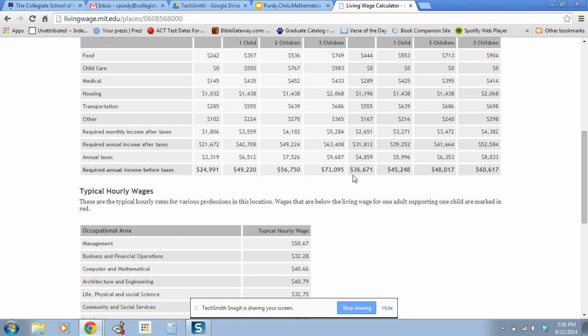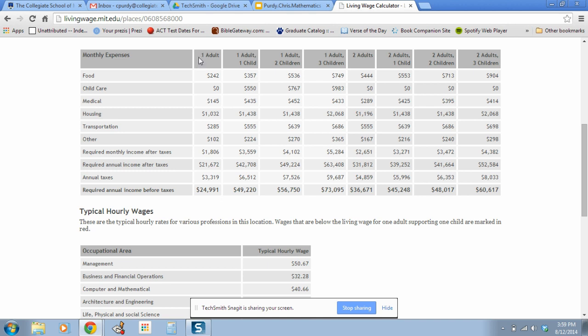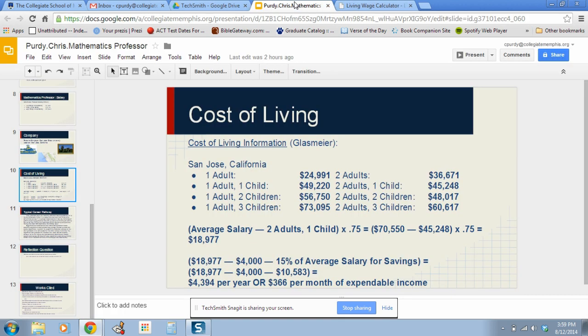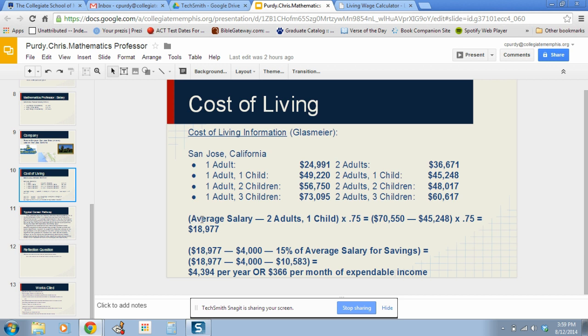These dollar amounts refer to the typical cost of living, in this case in San Jose, California, based upon your situation. If it's just 1 adult, or if it's 1 adult and 1 child, or if it's 2 adults, and so on and so forth. Okay, now notice here, again, I have all of those dollar figures here. Now let's just talk about the calculations here to finish up.